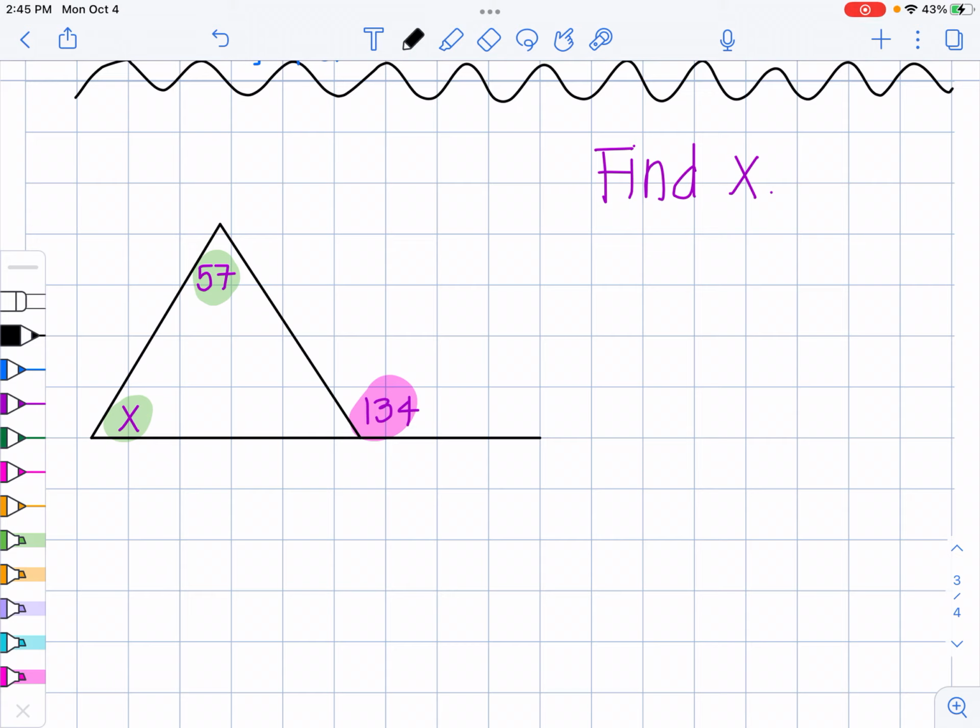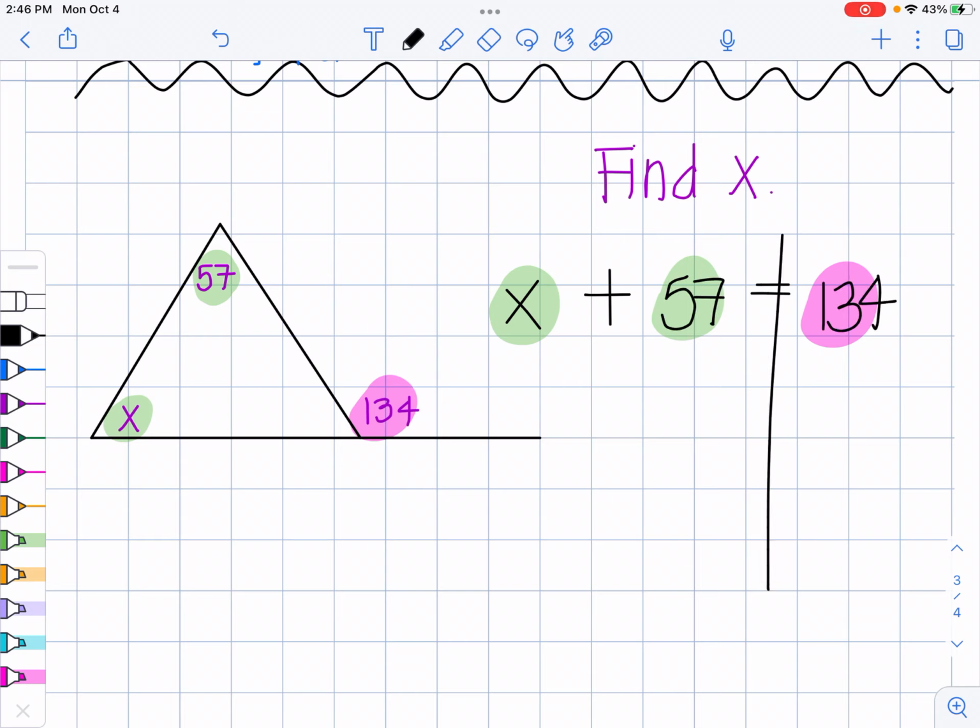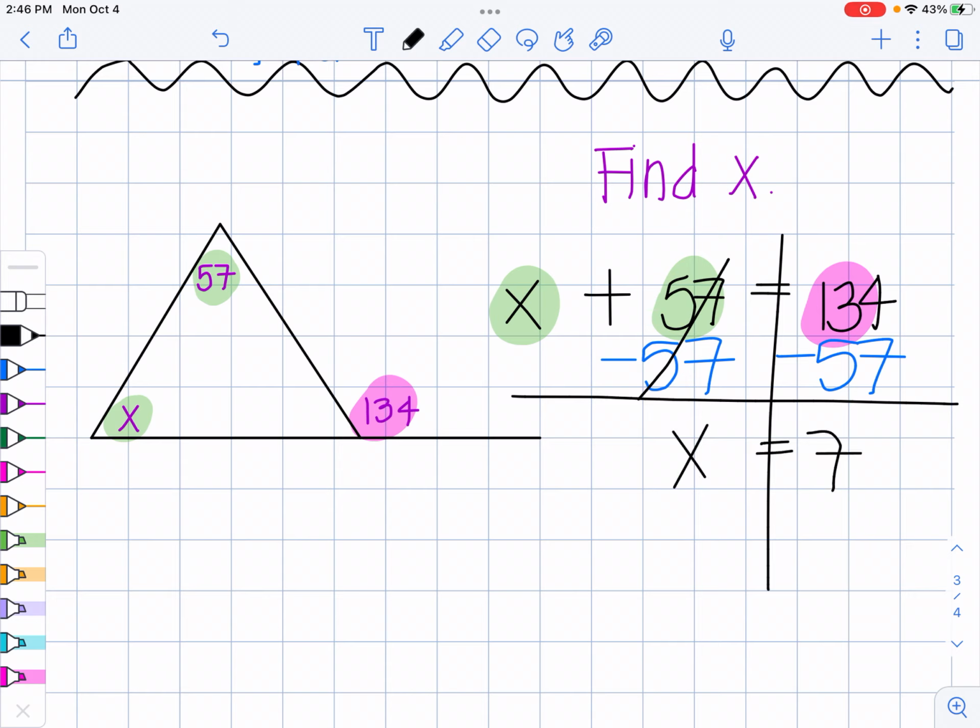So, the sum of the remote interior angles is equal to my exterior angle. So x plus 57 is equal to 134. I have to get x on a side by itself. The opposite of positive 57 is negative 57, so I'm going to subtract 57 from both sides. I get 134 minus 57 is equal to 77, so x is equal to 77 degrees.